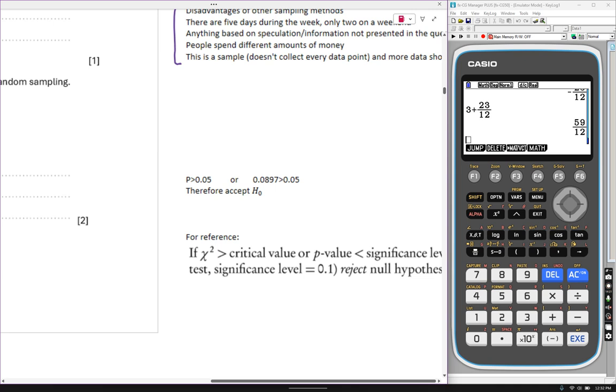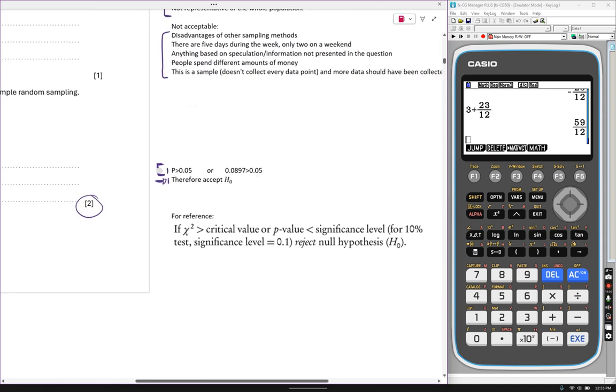That one is worth 2 marks. So you get a mark for the inequality, this top line here, and then you also get a mark for saying accept the null hypothesis. You can't get a mark if you said that you need to accept the null hypothesis but you didn't state one of these top 2, you would get 0 marks out of 2 for that.